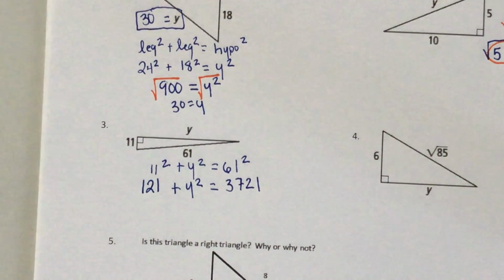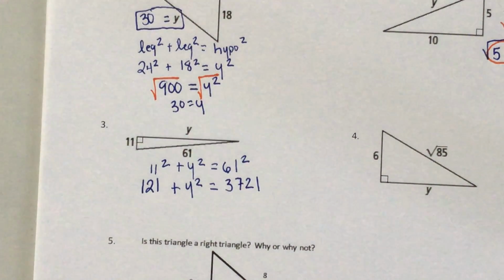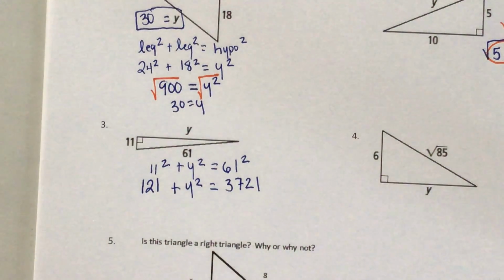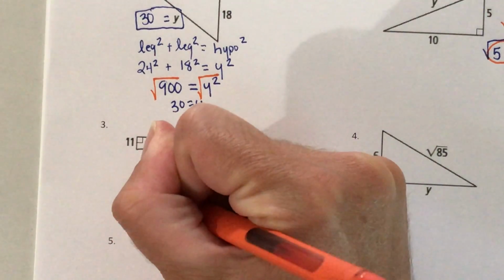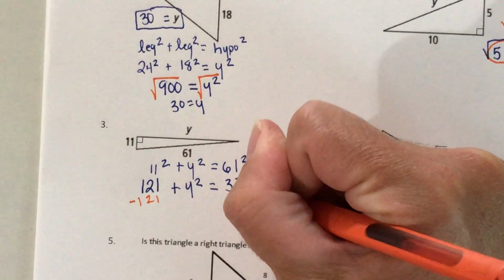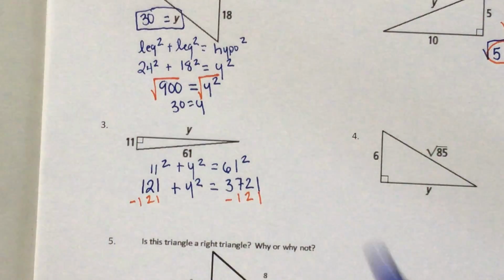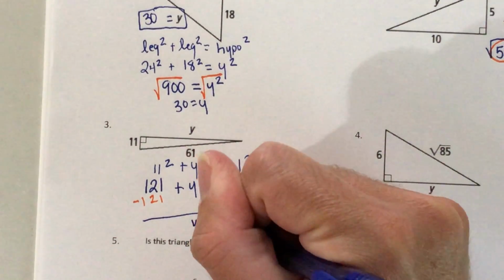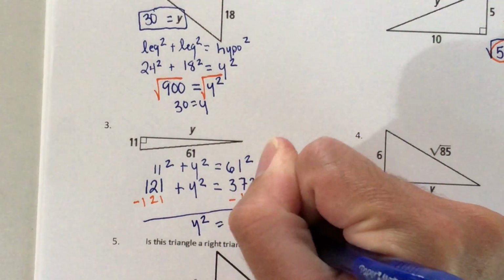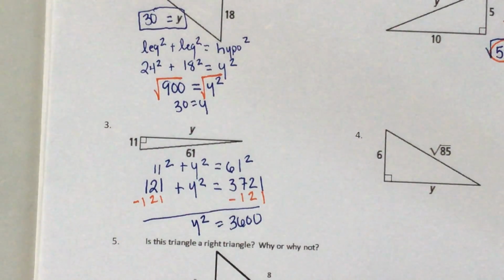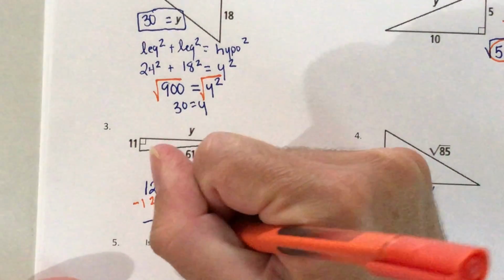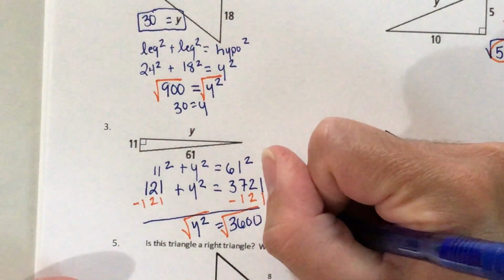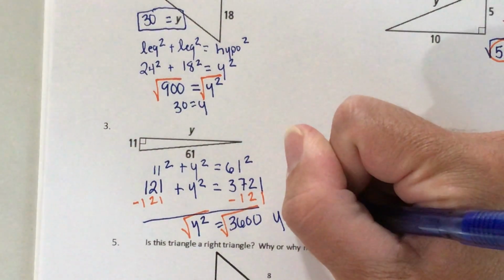3,721. So you need to get y squared by itself first. So you're going to subtract 121 from 3,721. And when you do that, you get 3,600. And whenever you take the square root of both sides, 3,600 is a perfect square, so y is equal to 60.